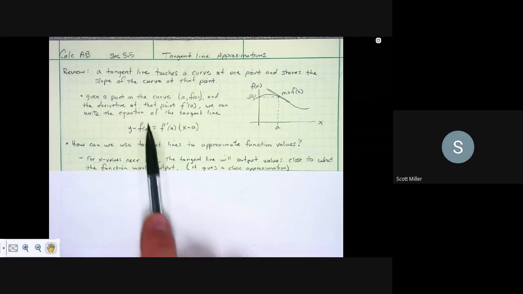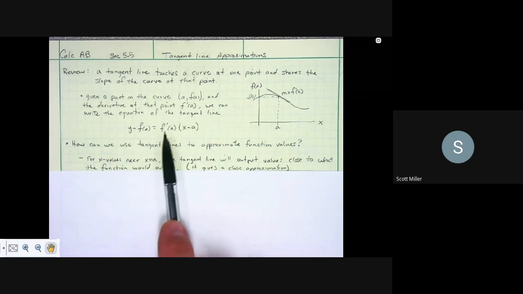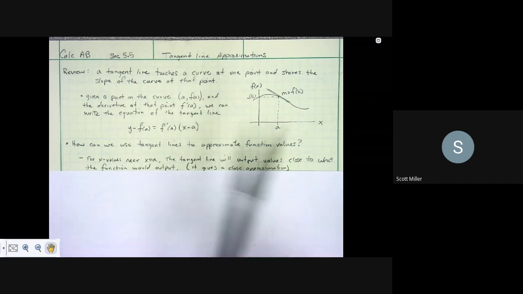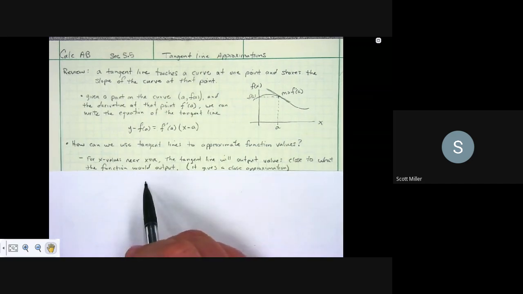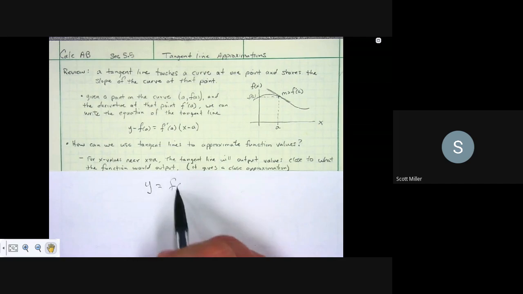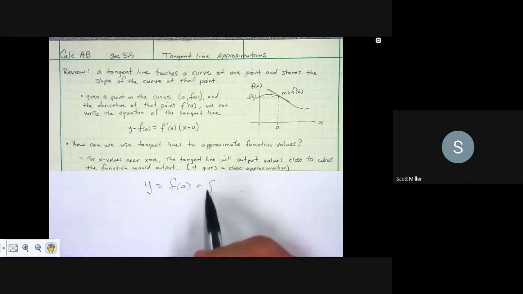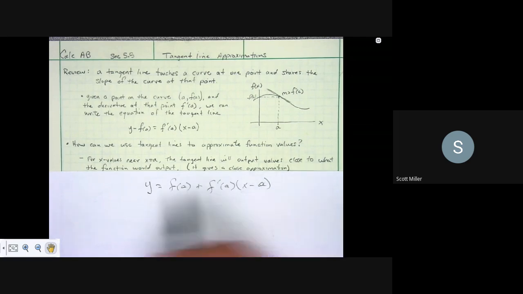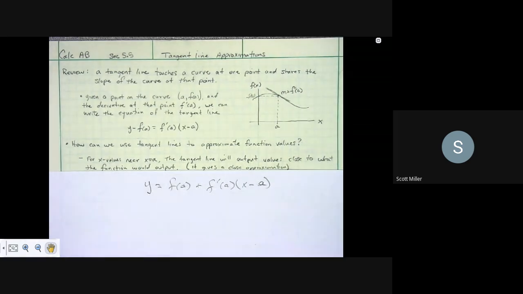This is the y value. This is the slope at that point, x minus a. You can also move that over in the format like this. I can write it as y equals f of a plus f prime of a times x minus a. And I'll most likely write it in this fashion right here, but either one is fine.